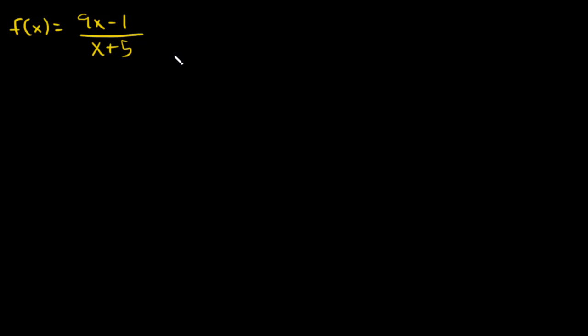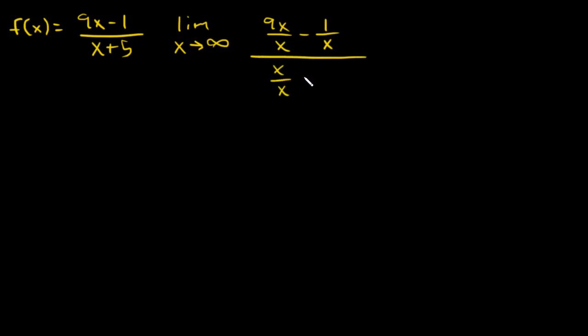Now, I want to know, are there any horizontal asymptotes? So what I do is I look at the limit as x goes to infinity. Well, when I want to do that, the easiest way to figure that out is to divide every single term by the highest power, x. In that case, it's just x. So I'm going to have 9x over x minus 1 over x over x plus 5 over x.